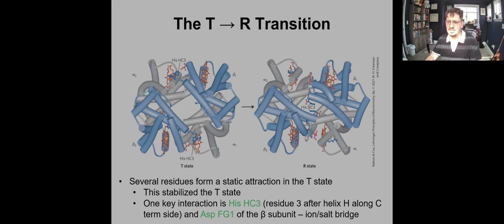Now, like I said, these attractions are going to make and break. In the T state, we have this ionic attraction, especially with this His HC3. But when it switches into the R state, the shape of the protein changes. And when the shape of the protein changes, it swivels, it rotates, it slides. And now the HC3 is in the center instead. So a lot of these interactions get made or broken, particularly this His HC3 and this aspartic acid FG1. Oh, and there's the green circles just illustrating this attraction.